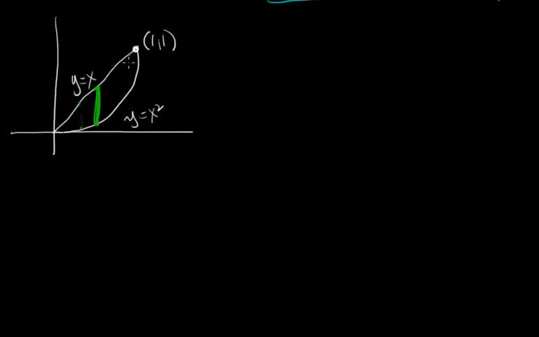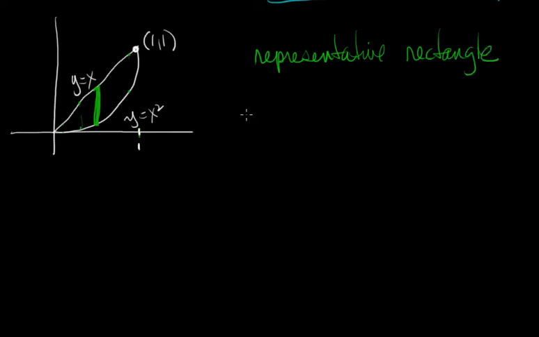No matter where I chose x in the interval 0, 1, my vertical rectangle would have its top on the line and its bottom on the parabola. That's why we call it a representative rectangle. No matter where I draw it, it will have the same formula for its area.